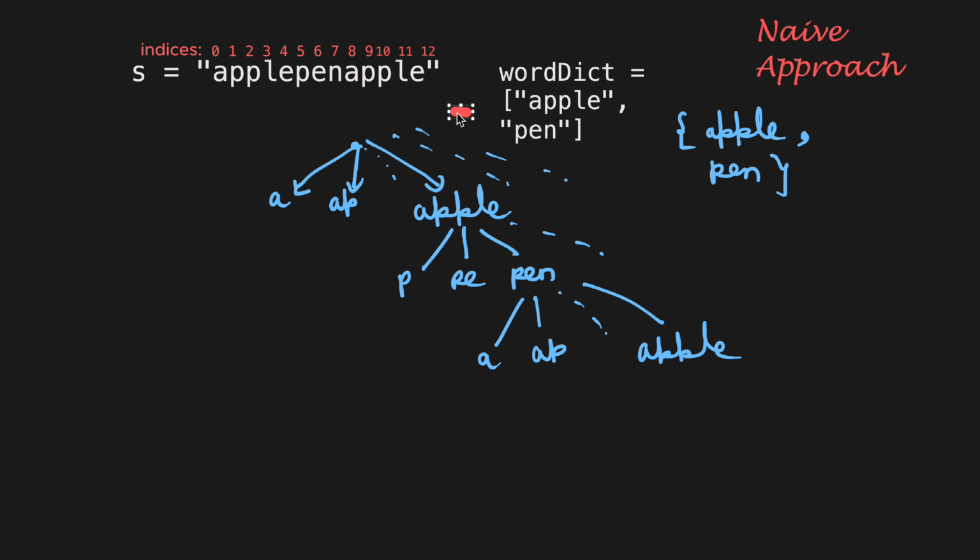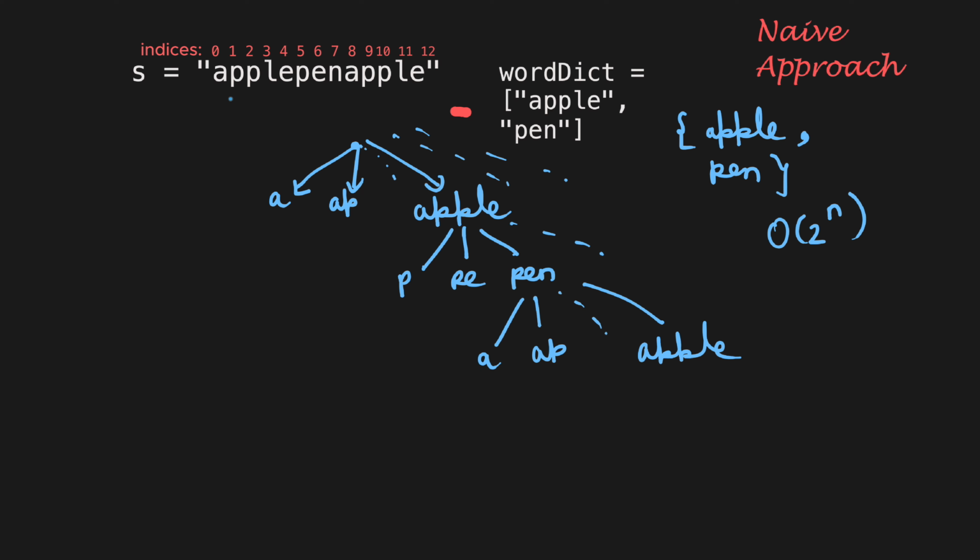And now we are at the end of the string. So that means we were able to successfully segment the string, and hence we will return true in this case. But if we couldn't find any recursive path where we can achieve full segmentation, in that case we will return false. Now the time complexity of this approach is O of 2 to the power of n, where n is the length of the input string.